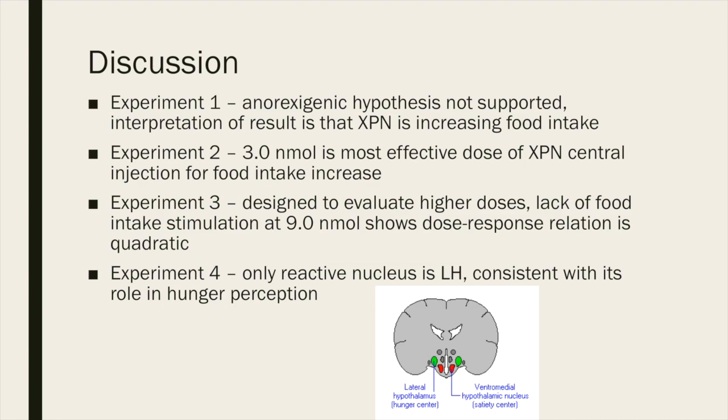Experiment 3 is designed to evaluate higher doses, and the lack of food intake stimulation at 9.0 nanomoles shows the dose-response relation is quadratic, and specifically that there was decreased water intake at the 9.0 nanomole XPN injection, and that's likely due to malaise or sickness because of the dramatic decrease in water intake. So the central XPN injection is capable of stimulating orexigenic effects only in a narrow dose range.